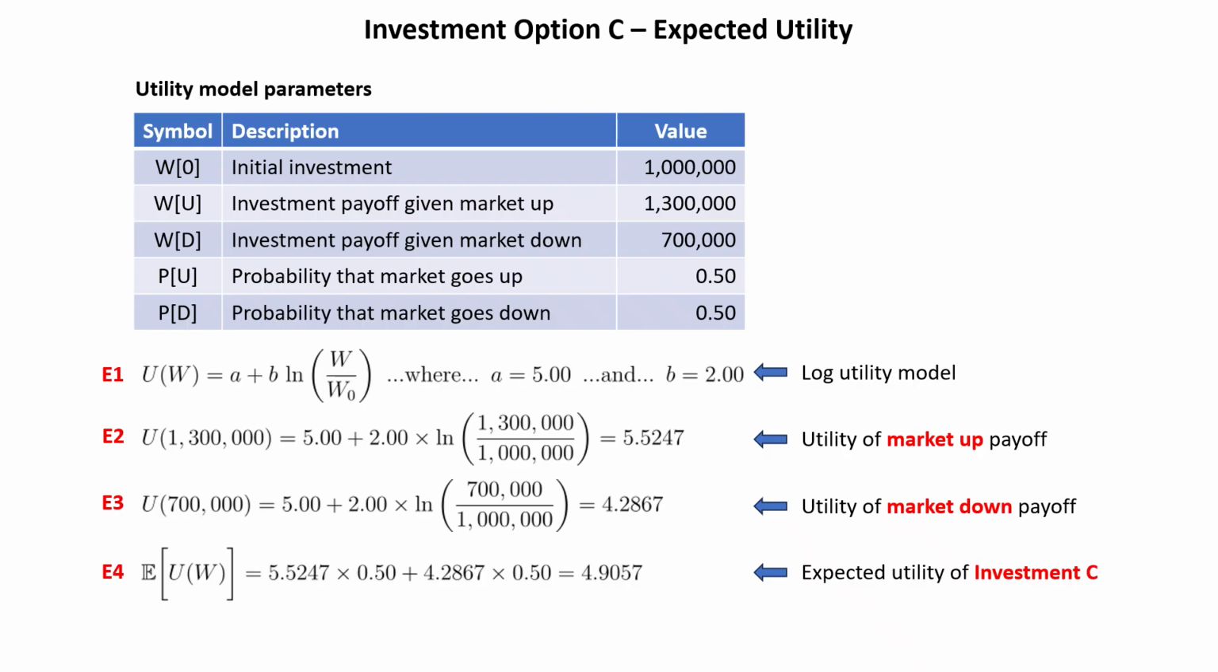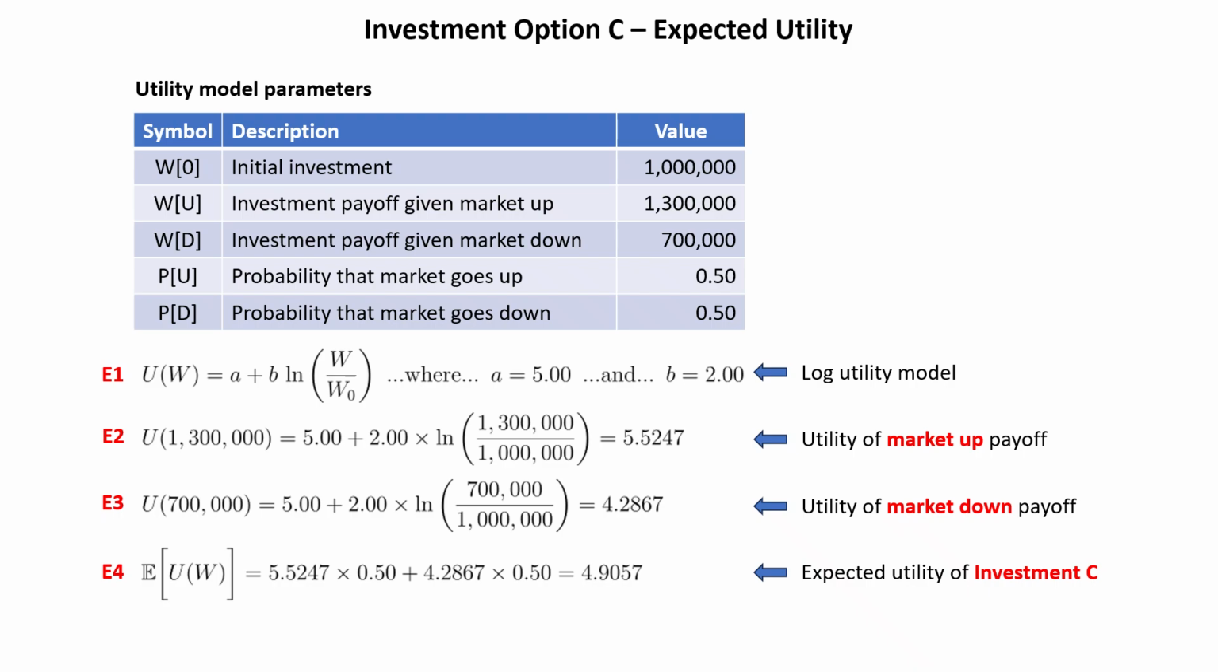So equation E1 is our utility function, which we spelled out in the previous graph, but just as a refresher: utility of wealth equals A plus B times the log of our ending wealth over our beginning wealth. We said that A was 5 and B was 2. So this is our utility function.